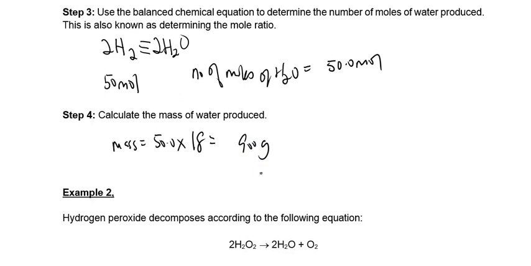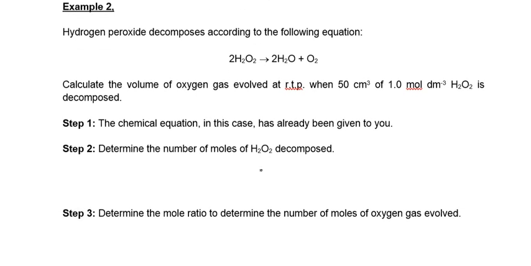Okay, let's try example number 2. I have the equation where hydrogen peroxide decomposes to water and oxygen gas. So I need to calculate the volume of O2 gas evolved when I have so much hydrogen peroxide decomposing. So step 1, we write the chemical equation which is already given to you. So step 2, we cannot calculate in terms of volume, we must convert everything to mole. So how do we calculate this? How do we convert this to mole? We have the volume and we have the concentration.